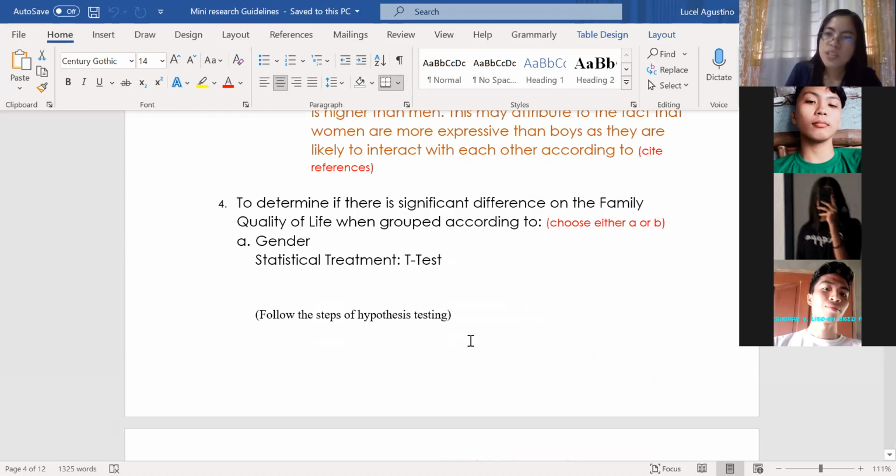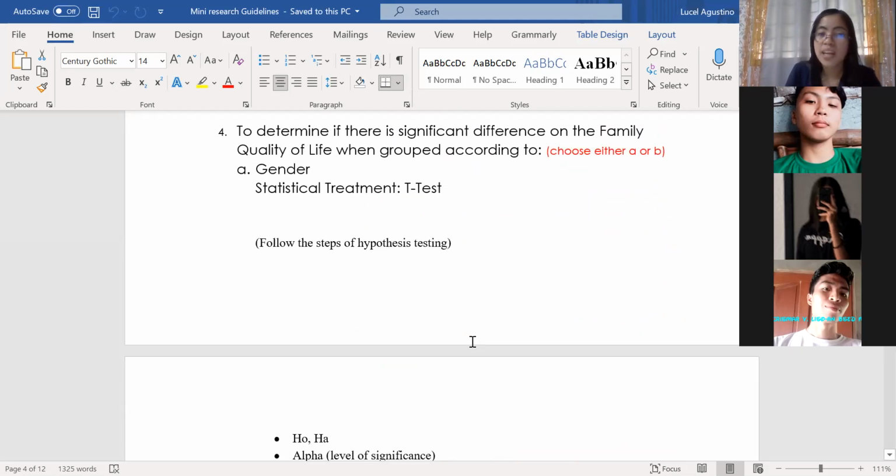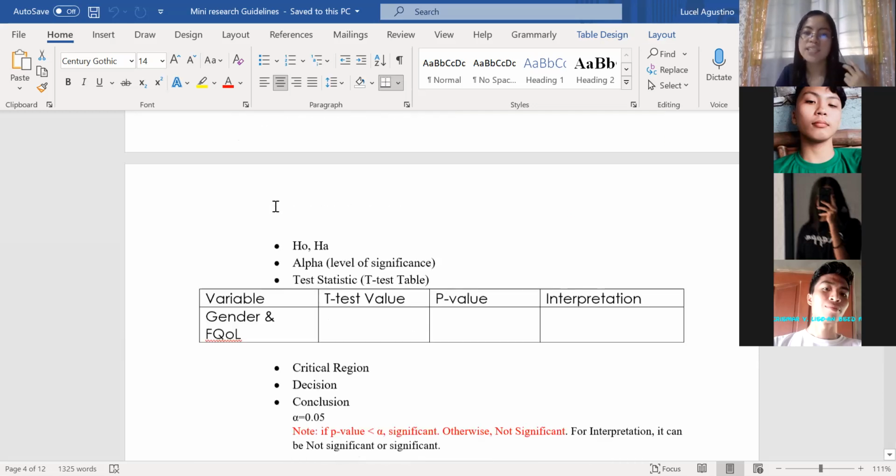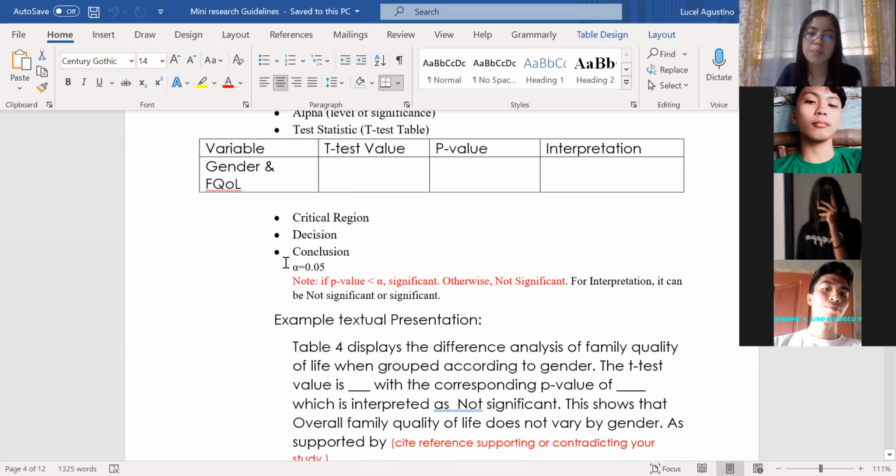So you can choose as a group what you want to analyze. The gender, since gender has only two groups, you can use the t-test. So I have specified here the statistical treatment: t-test. Or if you want analysis of variance, you go to letter B.